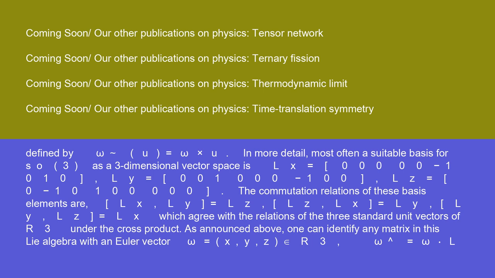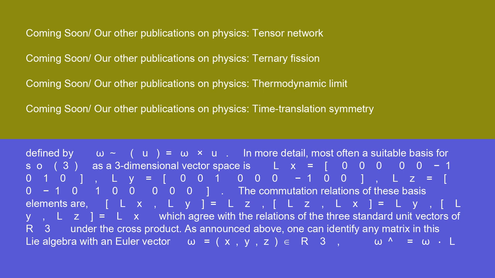In more detail, a most often suitable basis for so(3) as a three-dimensional vector space is Lx equals [0, 0, 0; 0, 0, −1; 0, 1, 0], Ly equals [0, 0, 1; 0, 0, 0; −1, 0, 0], Lz equals [0, −1, 0; 1, 0, 0; 0, 0, 0]. The commutation relations of these basis elements are [Lx, Ly] = Lz, [Lz, Lx] = Ly, [Ly, Lz] = Lx, which agree with the relations of the three standard unit vectors of R3 under the cross product.